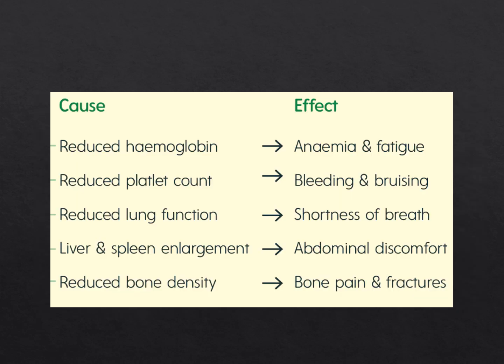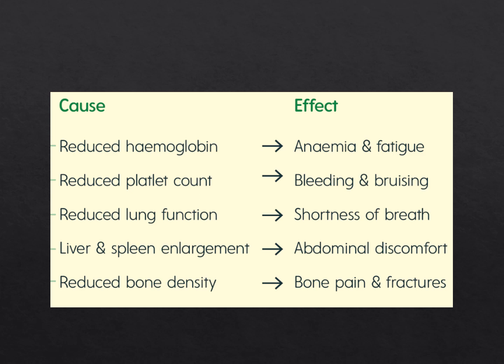After speaking about the pathology, we can conclude with the various means by which patients can present when it comes to Gaucher's disorder. When it comes to reduced hemoglobin, the patients can present with anemia and fatigue, while a reduced platelet count will obviously lead to bleeding or bruising all over the body.